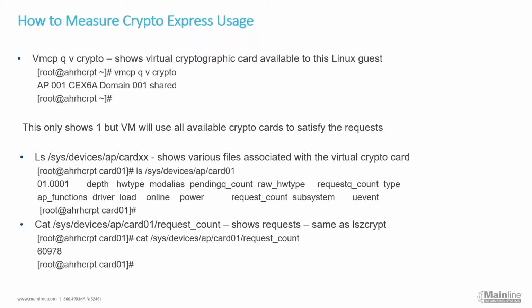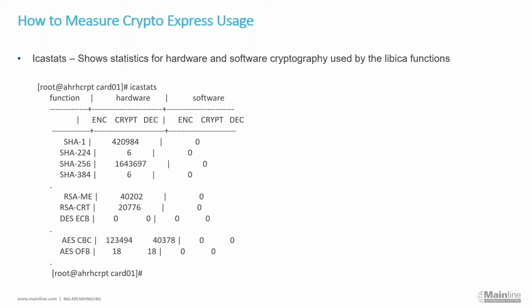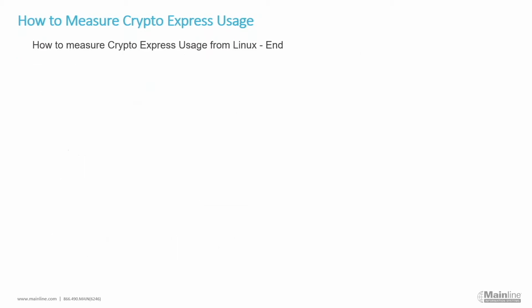If you look at the actual files associated with the cards, you'll see much the same information you saw in some of those other displays, such as the requests and various stuff like that. So the same type of information, just a different way to get at it. And again, icastats shows you various statistics as to what the card and the CPACF features are actually doing. And that's pretty much it as far as what you can see from Linux.